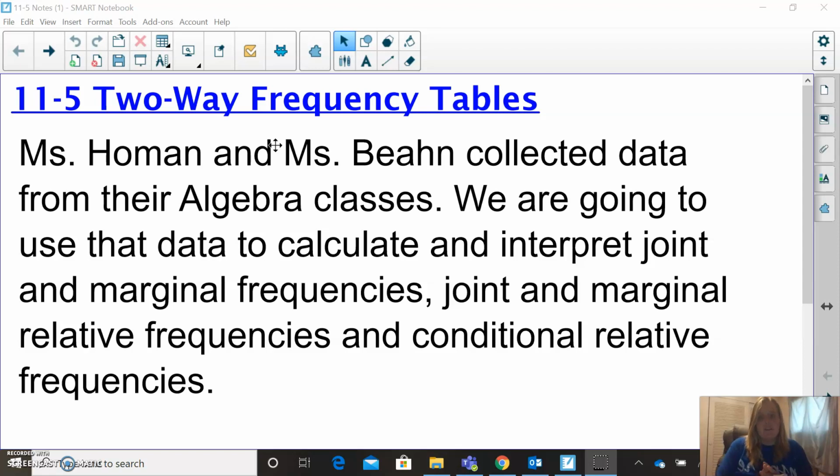So we're going to use the data to calculate and interpret joint and marginal frequency, joint and marginal relative frequency, and conditional relative frequency. And you'll learn all those words as we go along today.